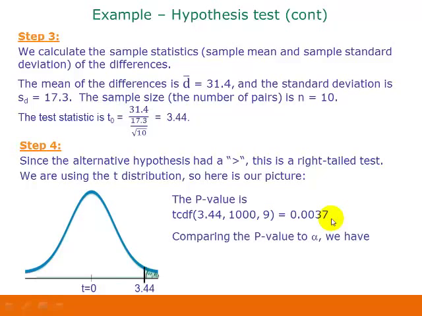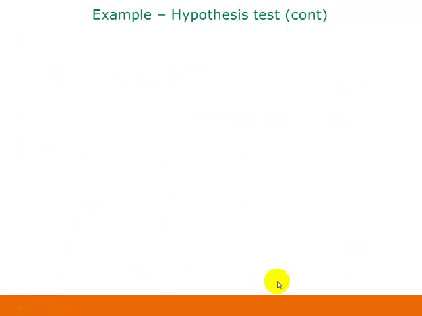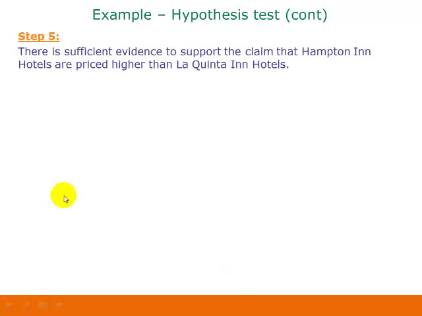Comparing the p-value to alpha, we have 0.0037 is less than or equal to 0.05, which is true. That means we have positive conclusions. So our conclusion regarding the null hypothesis is that we do reject H naught. Now for step 5, writing our final conclusion, this again would be positive, so we'd say there is sufficient evidence to support the claim that Hampton Inn Hotels are priced higher than La Quinta Inn Hotels.